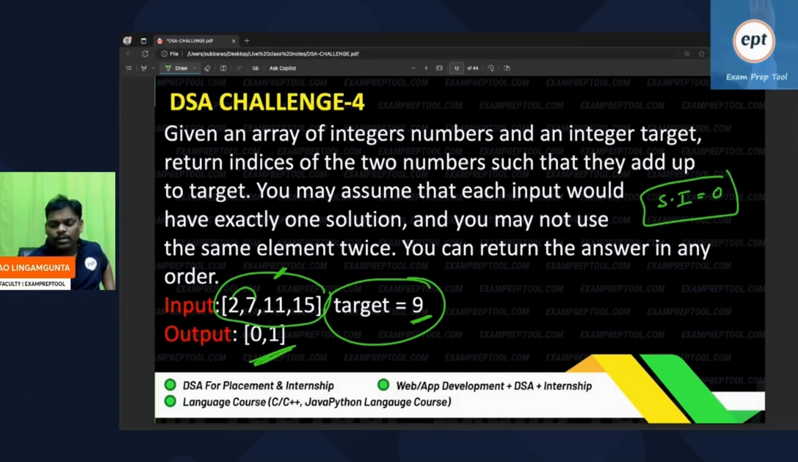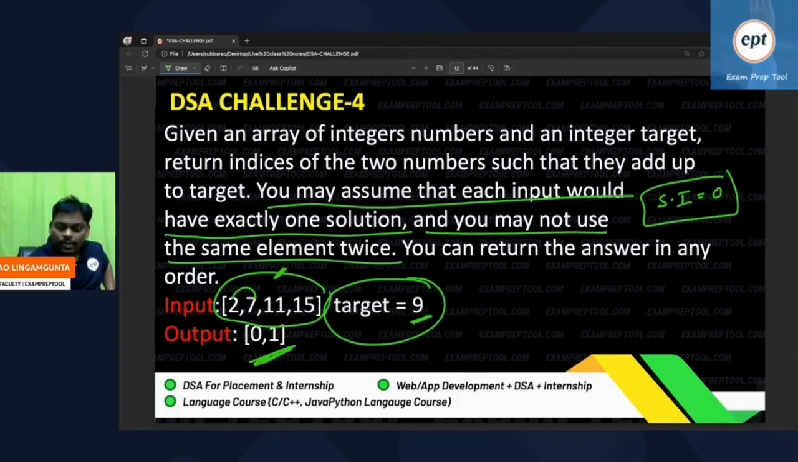One more important thing: you may assume that each input would have exactly one solution, and the same element you cannot take twice, and you have to return the indices. Find any two distinct elements whose sum is the target, and after finding their indexes you can return them. Remember, the array is not sorted.